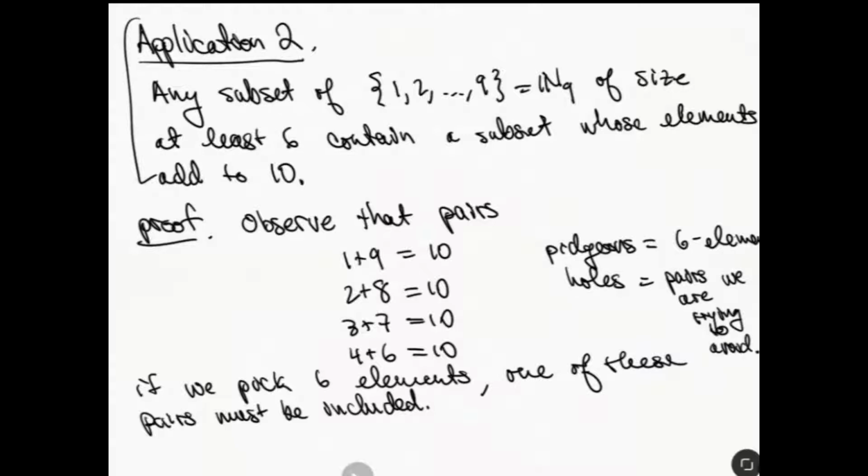Okay, so here, I guess there's 5 holes, if you include the 5th guy. You can pick one of each of these: 1 or 9, 2 or 8, 3 or 7, 4 or 6, or 5. Okay, so there's 5 holes, but you have to pick 6 things. And because you have to pick 6 things, there's going to be one of these pairs that has to be included. Okay, one of the pairs must be included, and then we can say by the pigeonhole principle.